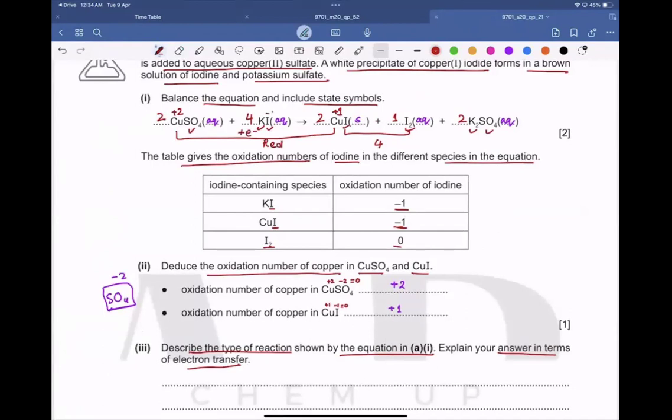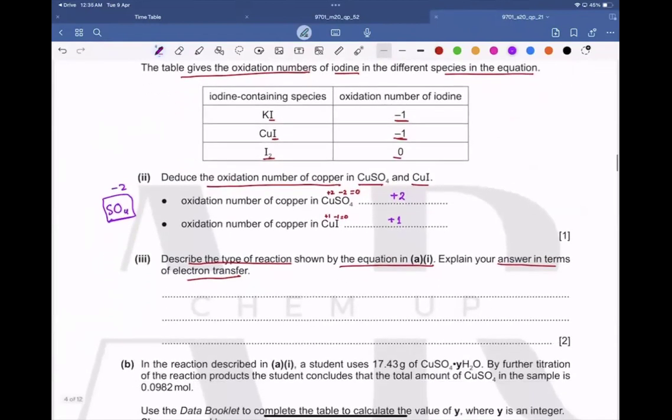If you see over here, iodide is -1 and it turns into 0 over here, which means loss of electrons occurs, which means oxidation. So both reduction and oxidation are taking place. So it means it's a redox reaction. Yes, very good, Hassan. It's a redox reaction. Is this clear to all of you?